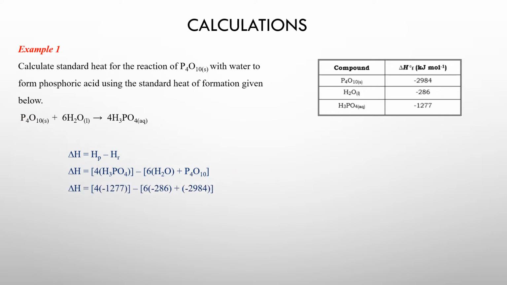Our enthalpy change comes to negative 408 kilojoules. So what kind of reaction do you think this is? Is it exothermic or endothermic? Since the enthalpy change is negative, this reaction is exothermic. The reason why it is exothermic is because the heat of the product is less than heat of the reactant.